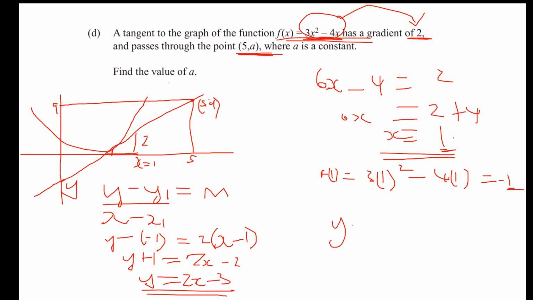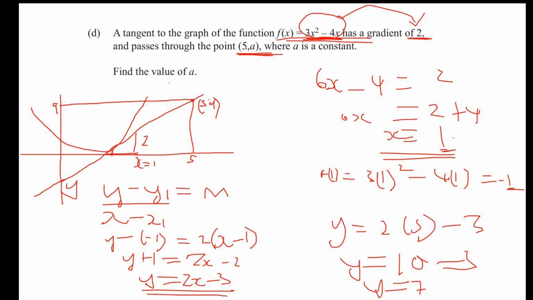So y is equal to 2, and we put in our 5. So we're going to substitute this 5 into this equation, times 2 minus 3, sorry. So it becomes y is 10 minus 3. So y is equal to 7, which is also equal to a. Simple. Okay, not simple. So this was a very complicated question.